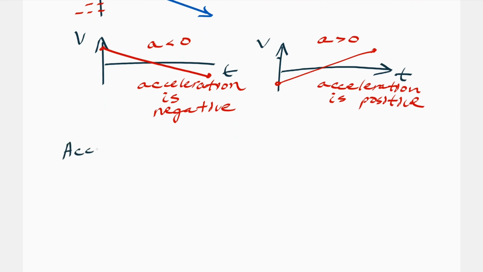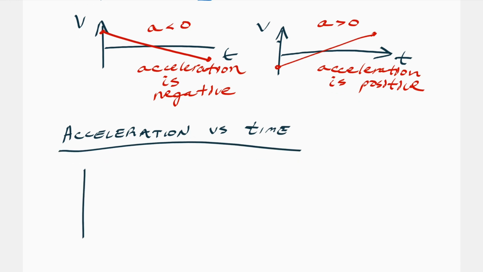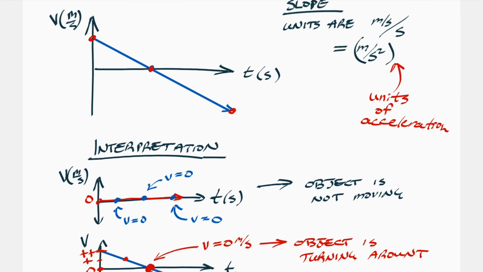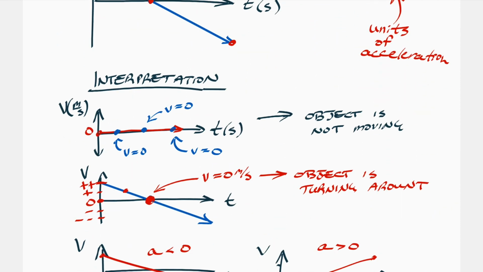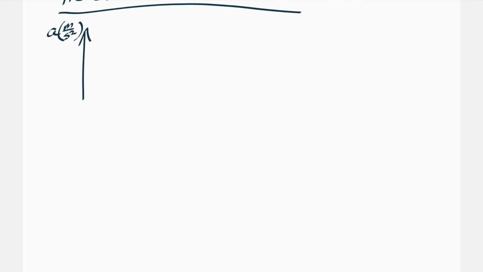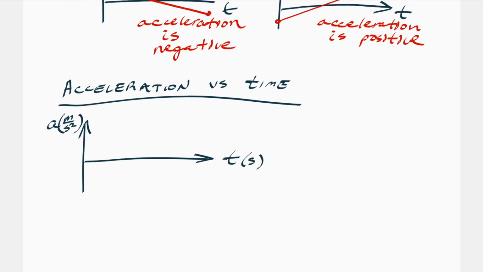Finally, let's go to acceleration versus time. So acceleration versus time, A, in meters per second squared. We figured that out above, right? Units of acceleration are meters per second squared. And then A versus T, so T in seconds. Let us just make a very simple graph, a flat line.